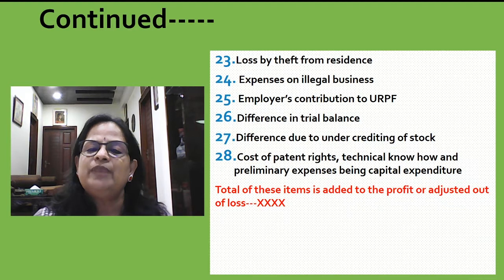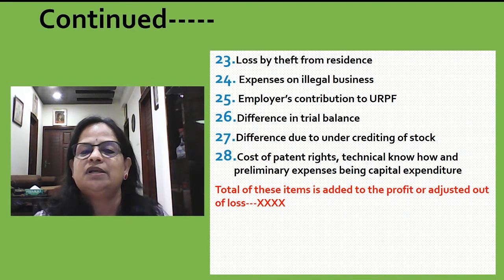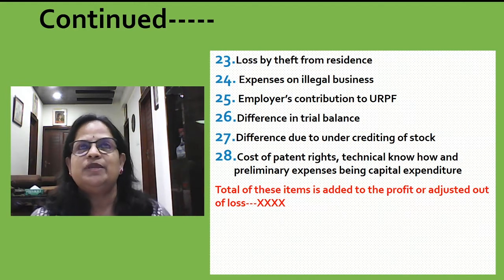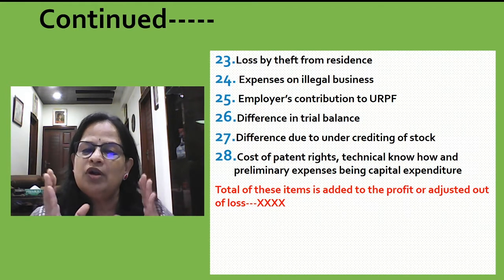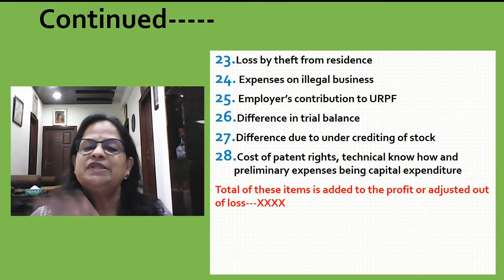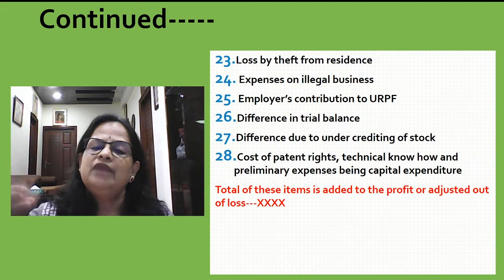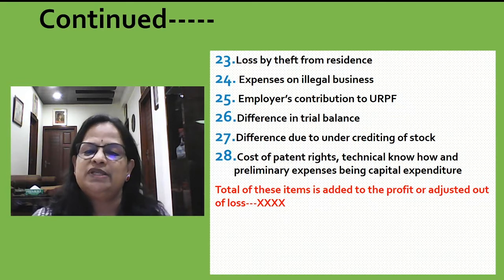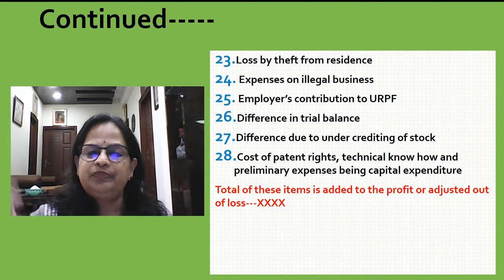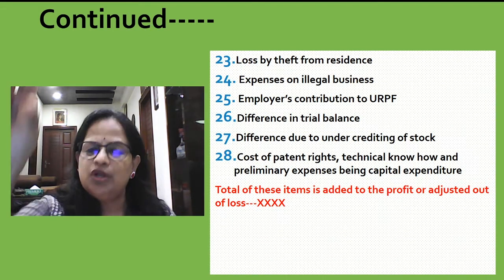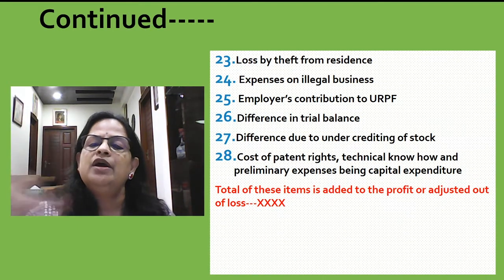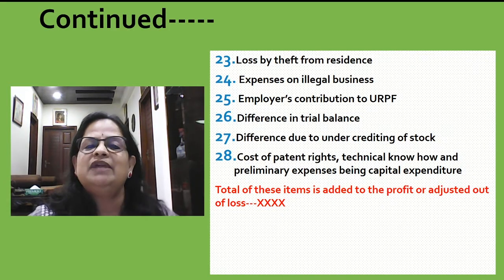Now cost of patent rights, technical know-how and preliminary expenses, being capital expenditure. We are considering only revenue expenditures for that year, what all revenue expenses they have incurred. If you are buying a patent right, technical know-how or preliminary expenses, we are expecting benefits for a number of years. So that is capital in nature. That cannot be allowed here. So to the net profit, the total of all these items which we disallowed, we will add. So that we will get a figure.